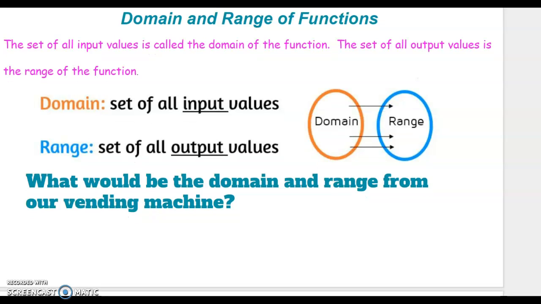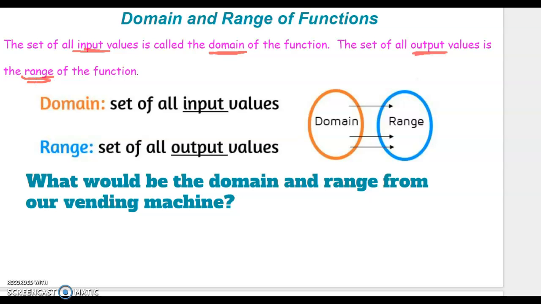Here comes some new terminology for you. It says domain and range of functions. This is some new terminology that also represents the words inputs and outputs. It says the set of all input values is called the domain of the function. So inputs are also known as the domain of the function. The set of all output values is also known as the range of the function.